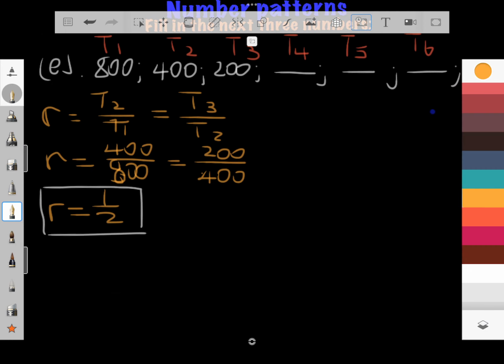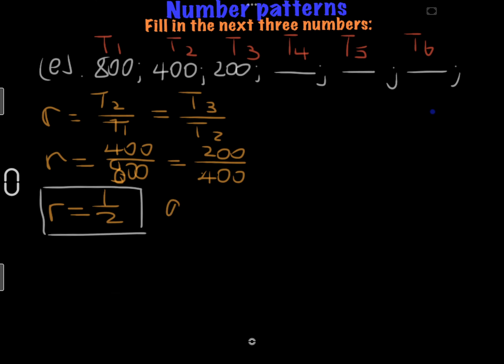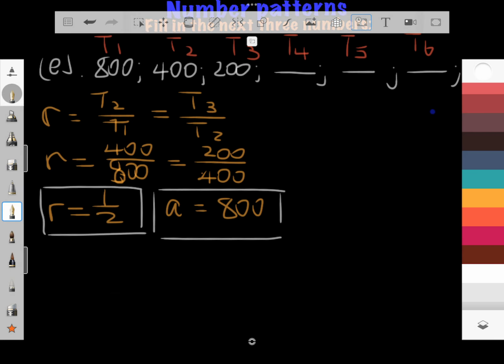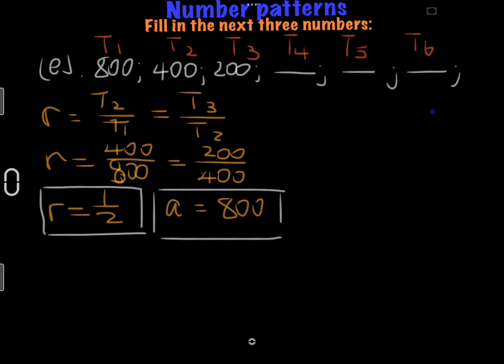And then let's look for A. A is our first term in this case, T1, which is 800. Very important to also identify this parameter. Now moving forward, our formula for geometric patterns follows: Tn is equal to A multiplied by our ratio raised to the power of n minus 1.